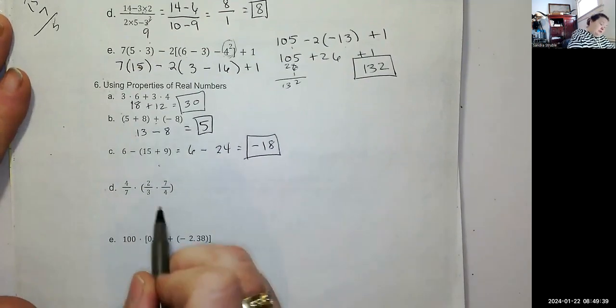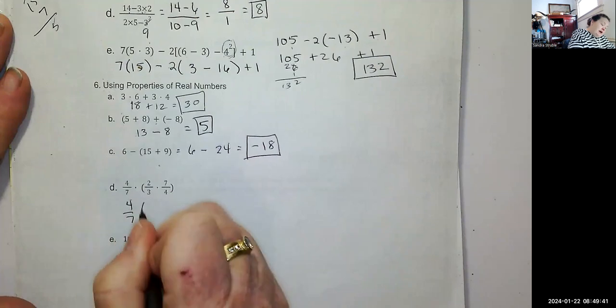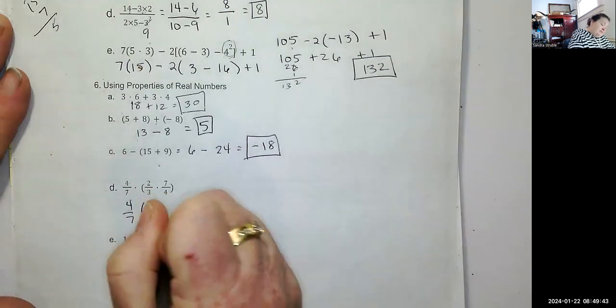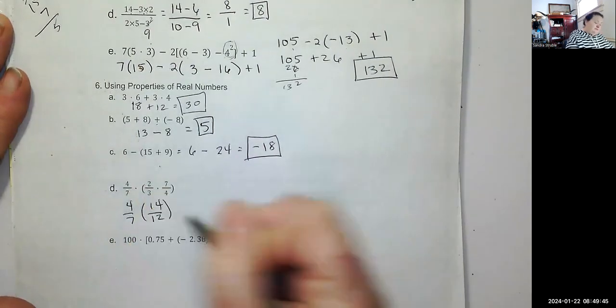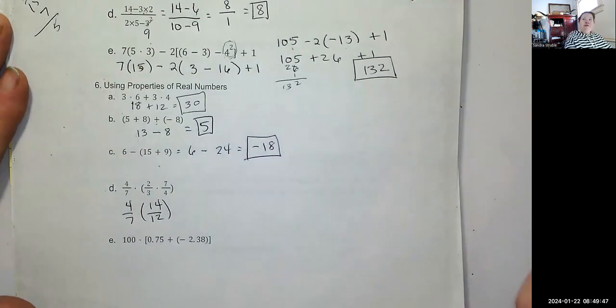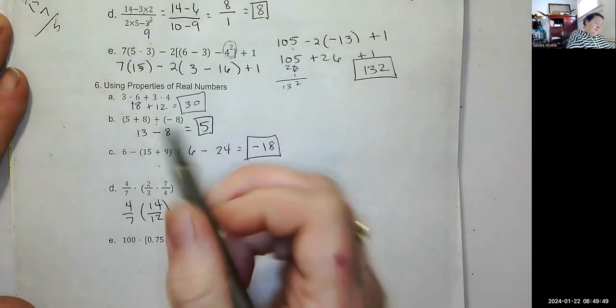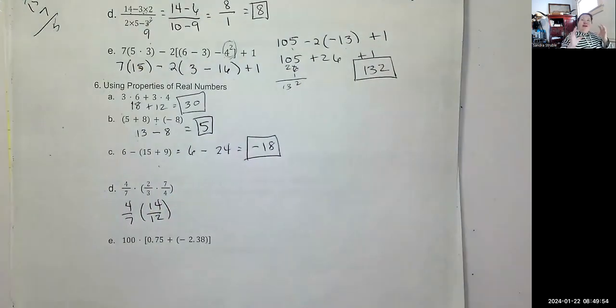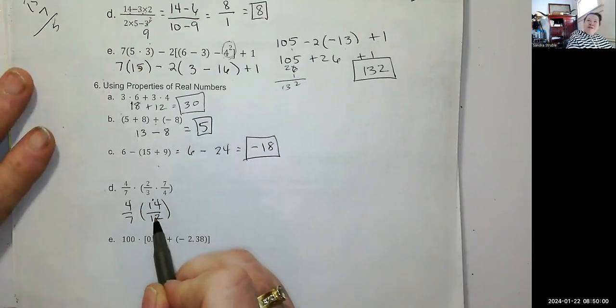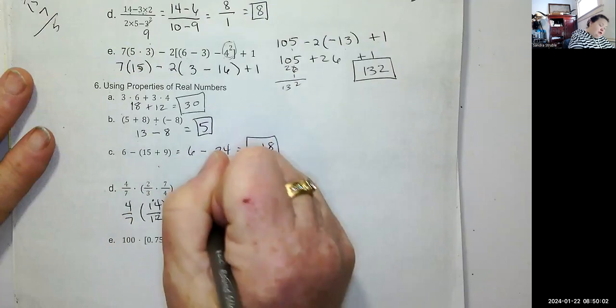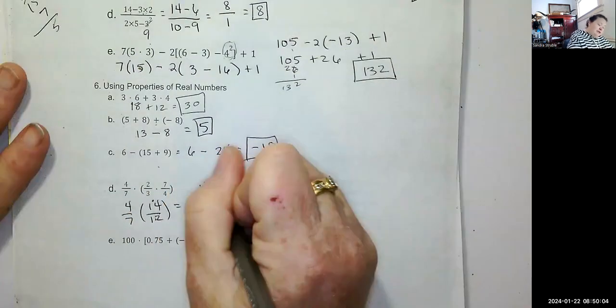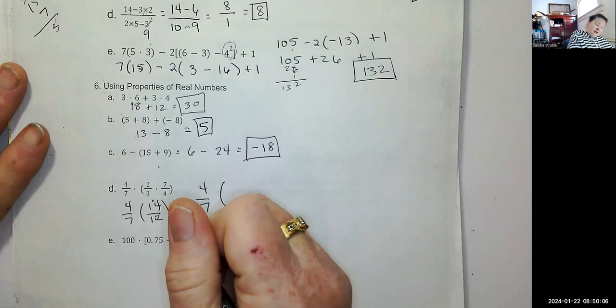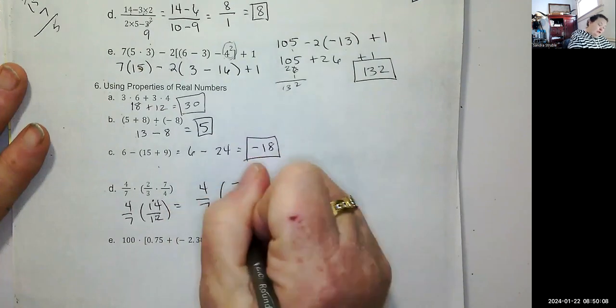In this case, they want to do the parentheses first, so that's 4 sevenths times 2 times 7 is 14 over 12. I could have reduced first, which is what I probably would have wanted to do, but I didn't. And then next, you're going to multiply straight across. Before I do that, because you're going to want to answer in a reduced form, I want to reduce this 14 over 12 fraction first. So I'm going to leave the 4 sevenths for now, and I'm going to reduce the 14 over 12 by 2 and get 7 over 6.